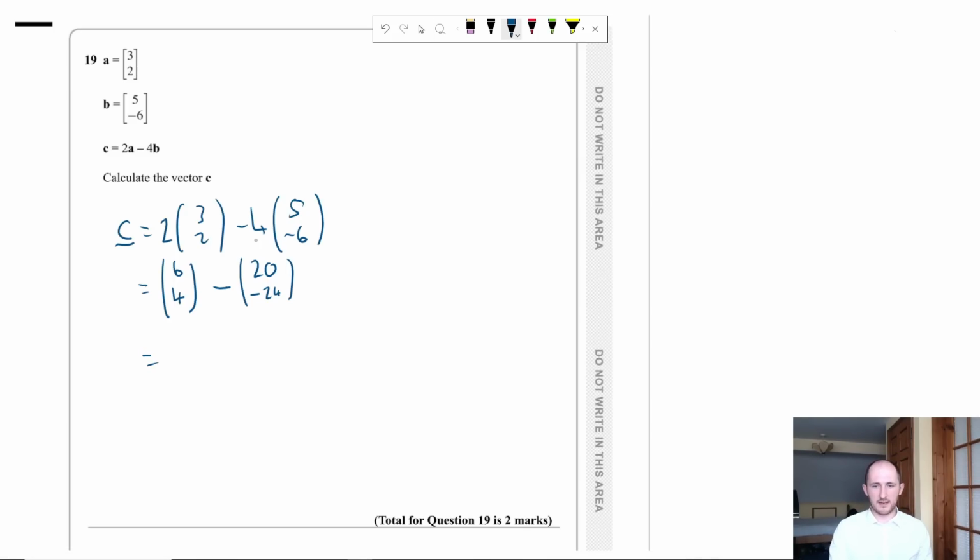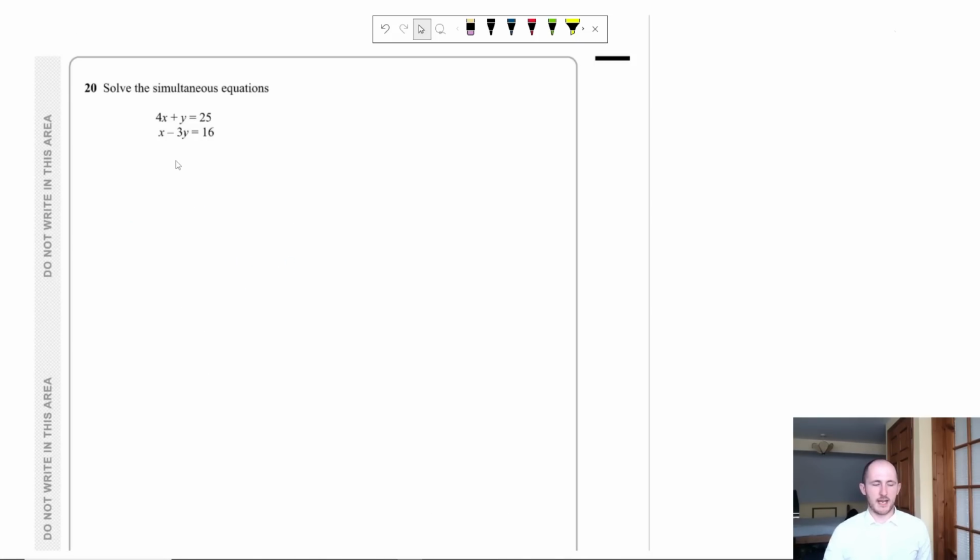Then to subtract vectors or to add, you literally just subtract the top or add the top and do the same at the bottom. So 6 minus 20, that gives me minus 14. 4 minus minus 24, so that's 4 plus 24, that's 28. That's it. Okay, so testing 2 parts of the spec right there.